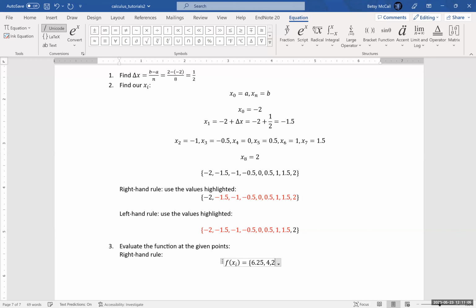When I plug in negative 0.5, I get 2.25. When I plug in 0, I get 1. That's clear. When I plug in 0.5, I get 0.25. When I plug in 1, I get 0. When I plug in 1.5, then I get symmetry, 0.25. And when I plug in 2, I get 1.